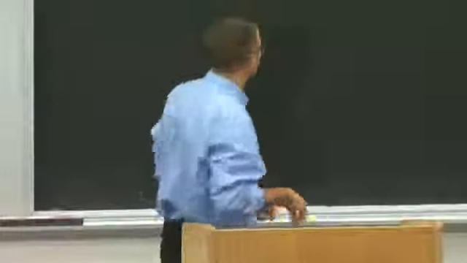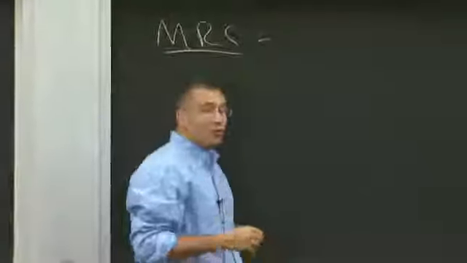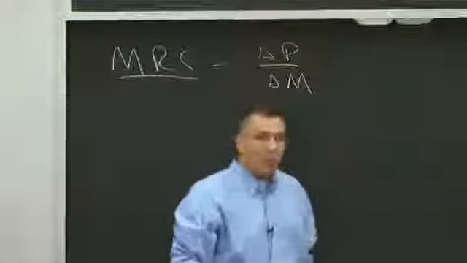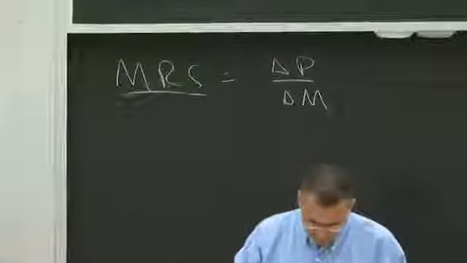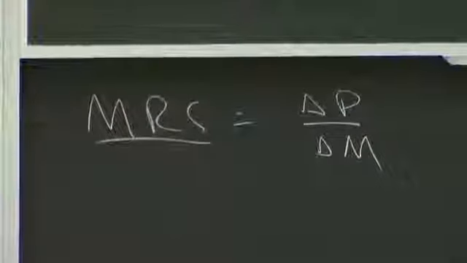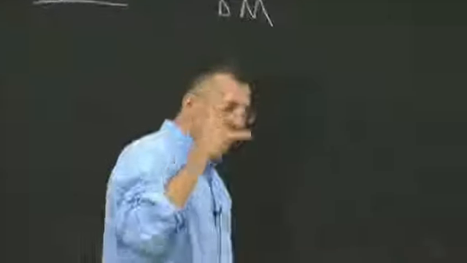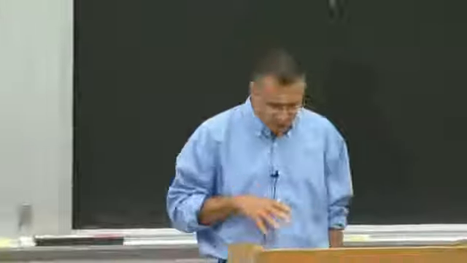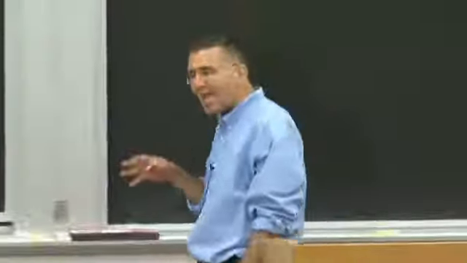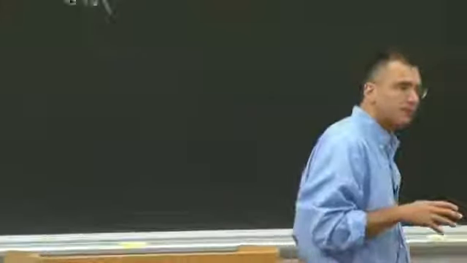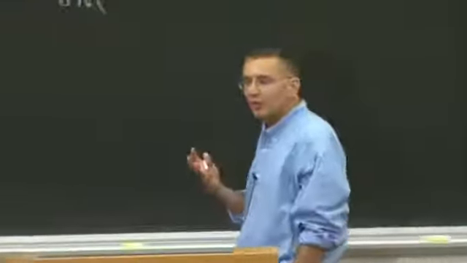The marginal rate of substitution technically is the slope of the indifference curve. It's delta P over delta M. The slope of the indifference curve is the marginal rate of substitution. That's what it means graphically. But here's what you have to understand at a deeper level. What it really is, is the rate at which you are willing to trade off the y-axis for the x-axis. The rate at which you're willing to trade off pizza for movies. So that's what it means intuitively.